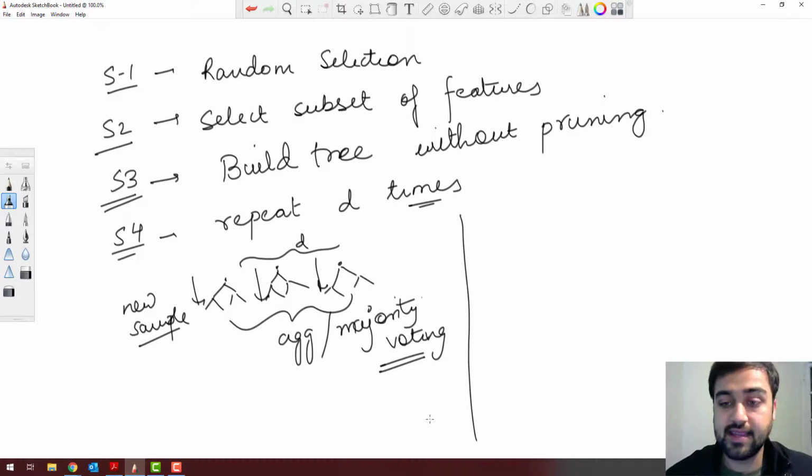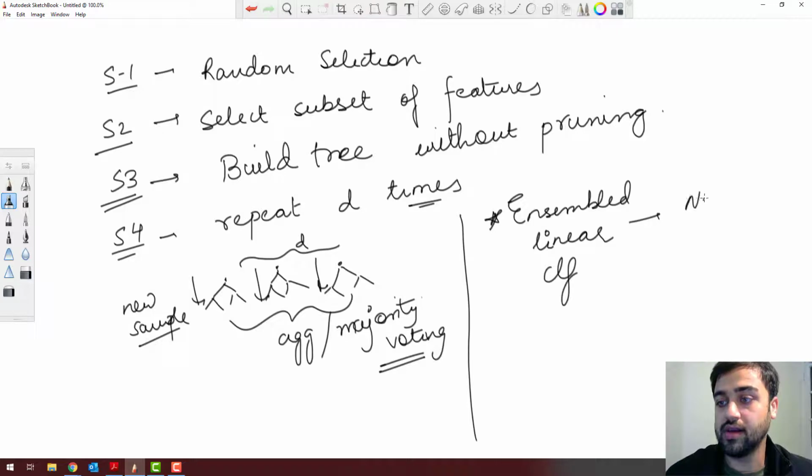So now one interesting thing is, when you combine multiple linear classifiers in an ensemble, that gives us a non-linear classifier. So an ensemble of linear classifiers gives us a non-linear classifier, right?